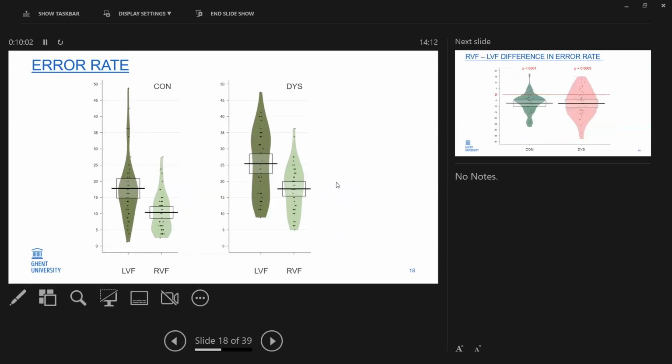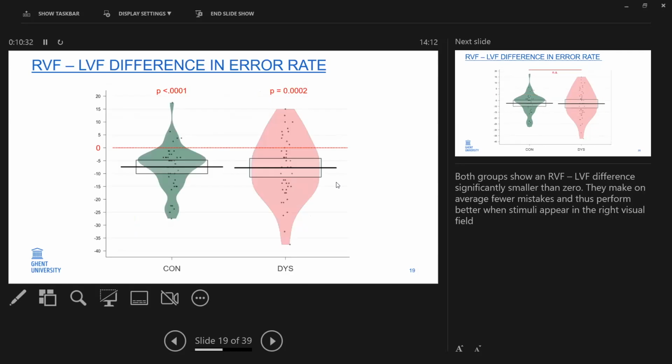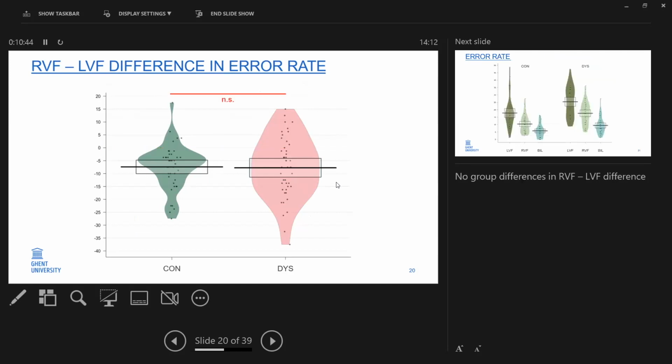First, let's go to the right visual field advantage. So we need these parts of the graphs. You can see that the error rates are higher in the left visual field. So this means more errors when it's presented to the left visual field compared to the right. So this is exactly what we expected. And it was the same in the people with dyslexia. So more errors in the left visual field compared to the right. If we subtract the two from each other, a negative score means that they have a right visual field advantage. You can see in both groups, it is there. However, there is no significant group difference.